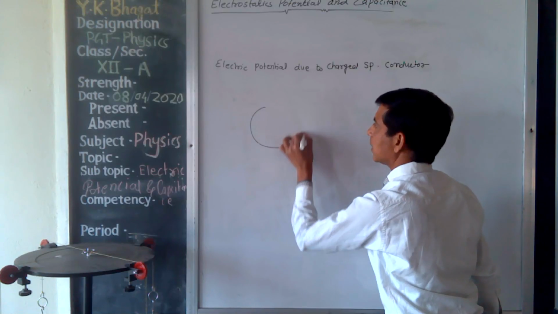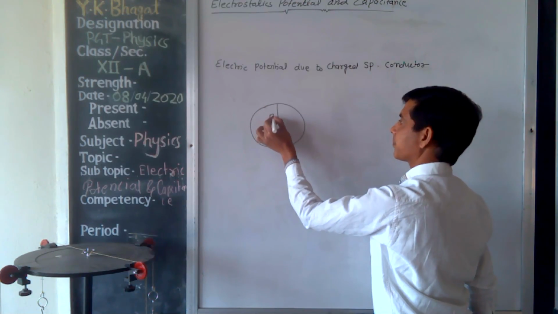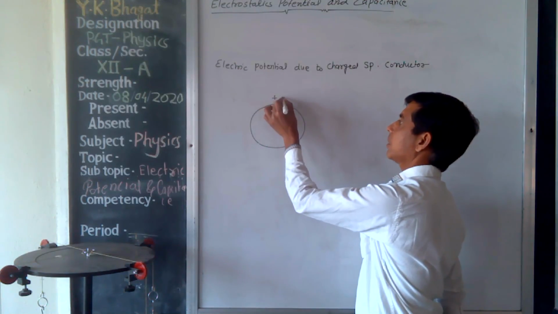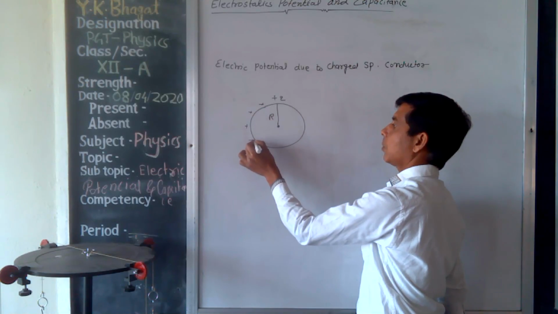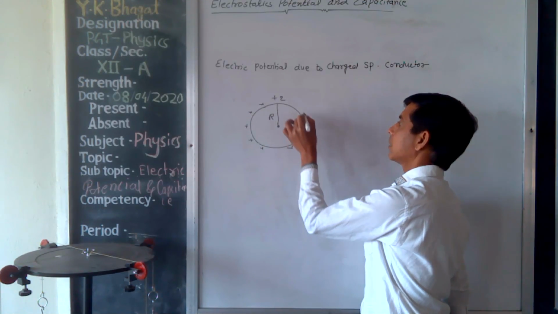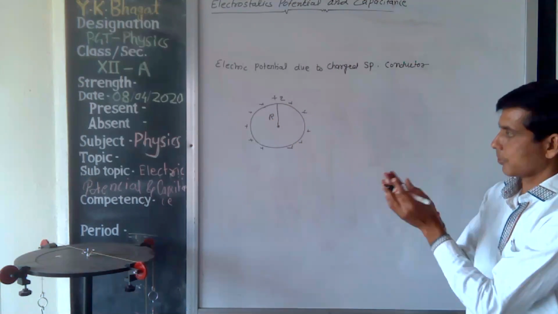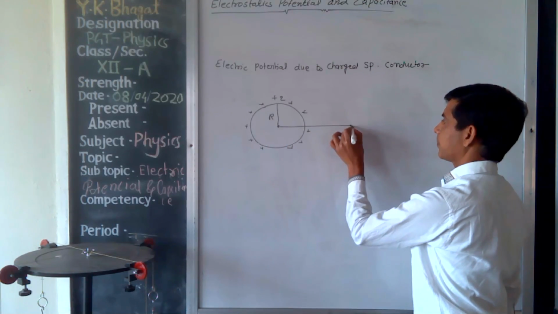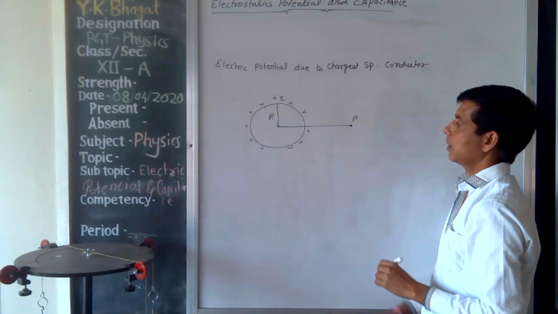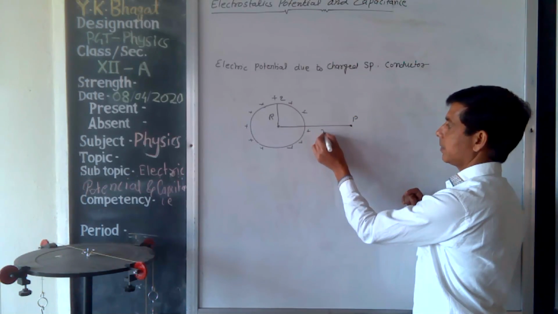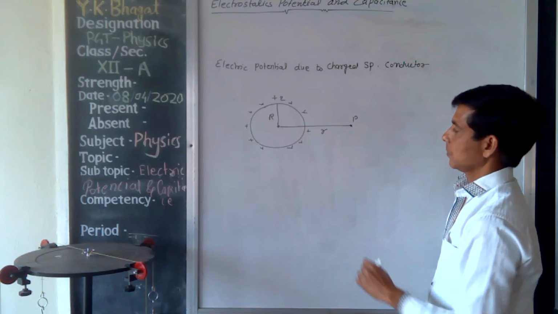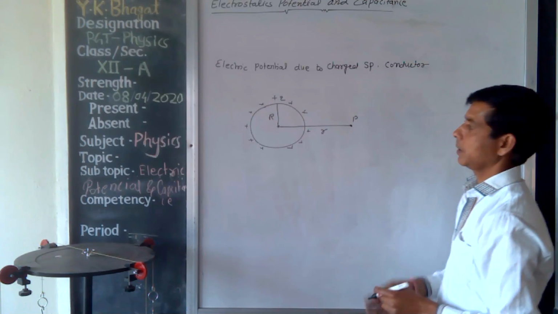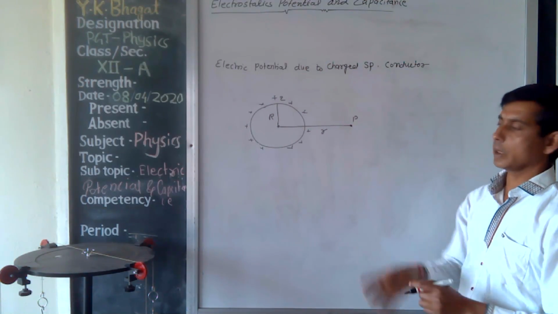Suppose we have a conductor of radius R. When plus q charge is given to that conductor, that plus q charge is spread over the outer surface of the conductor. Due to that spherical conductor, we have to find the potential at point P, that means at distance r, outside, on the surface, or inside the conductor. In three cases, we find out what the potential will be.